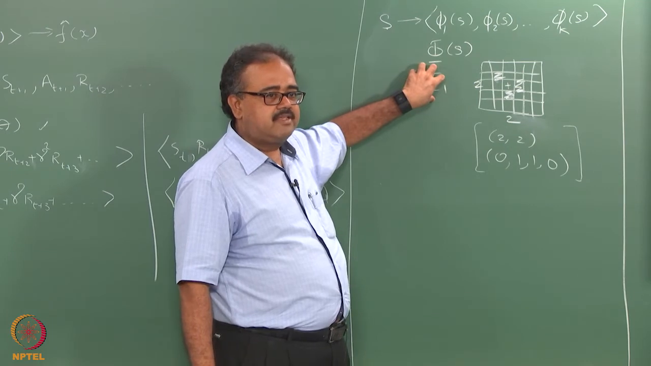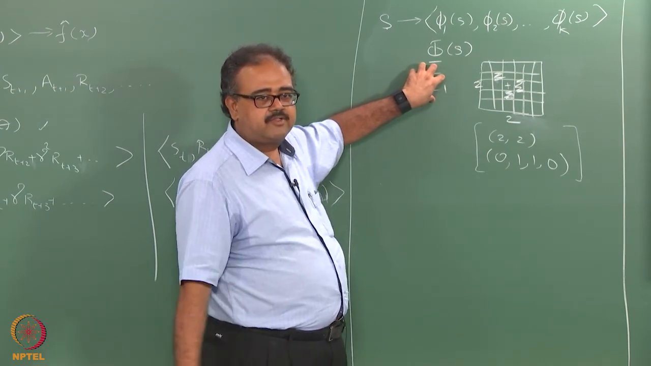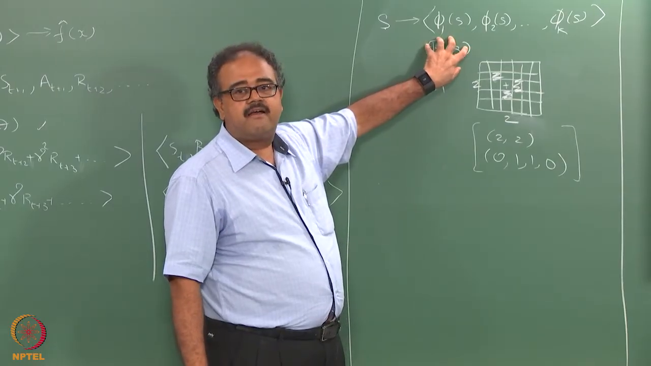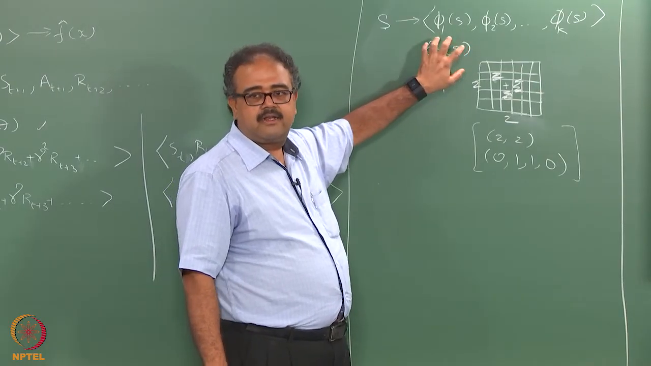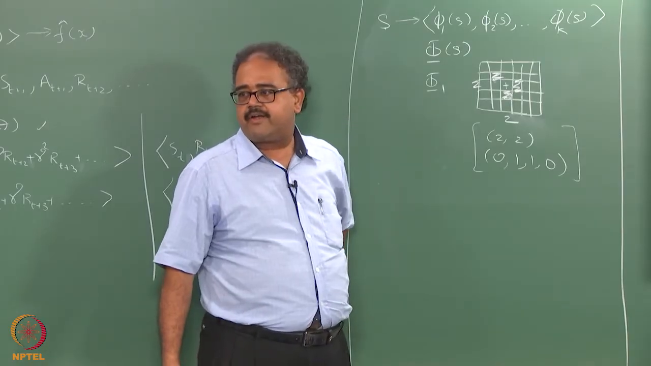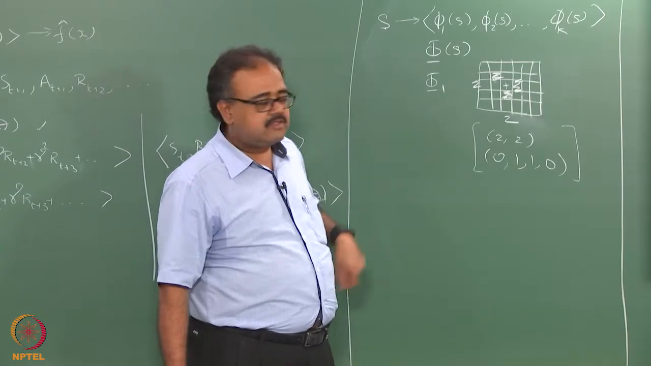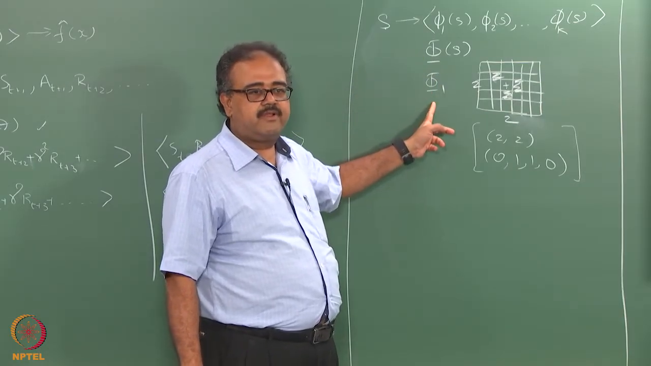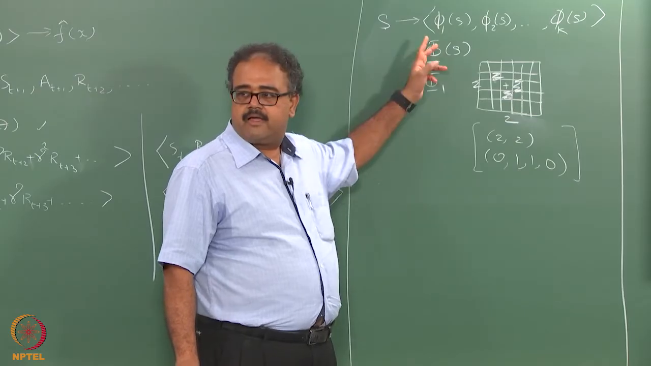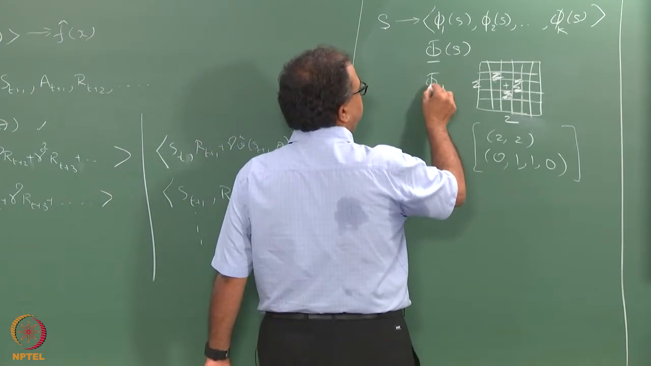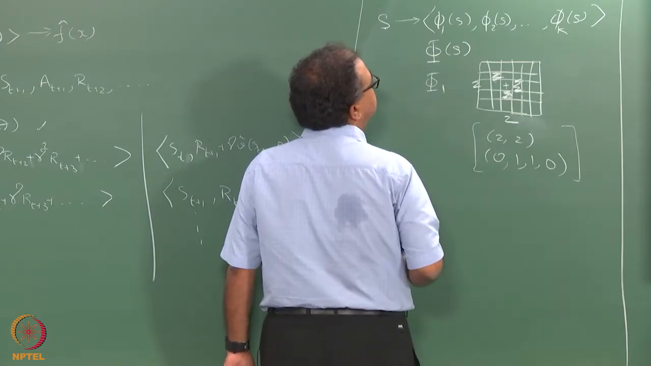So, capital phi 1 is a vector where the feature phi 1 is evaluated on the entire state space, and capital phi of s is a vector comprising of phi 1 to phi k evaluated on s, okay. So, what is the dimension of capital phi of s? What is the dimension of phi 1? M, where M is the number of states, okay. So, just keep things straight, and that will help us.